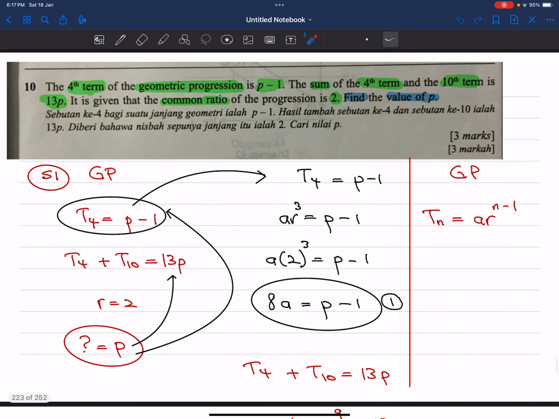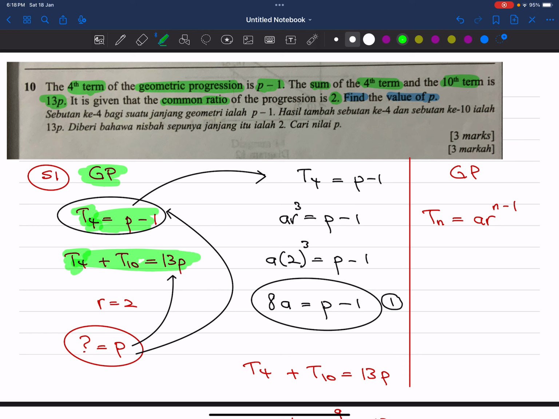Topic, Geometric Progression. The fourth term of a geometric progression is P minus 1. I collect the fourth term: T4 is P minus 1 and it is a GP. Next, the sum of the fourth term T4 and the 10th term T10 is 13P. Again, I collect that T4 plus T10 is 13P.